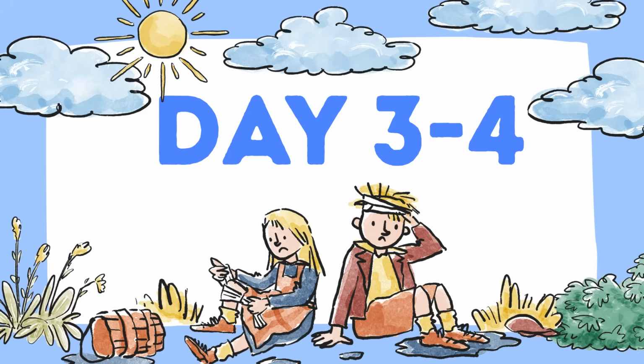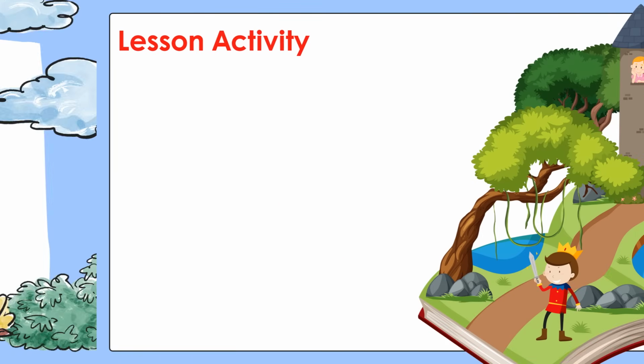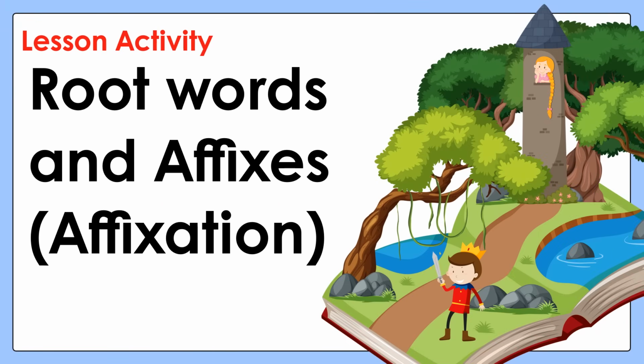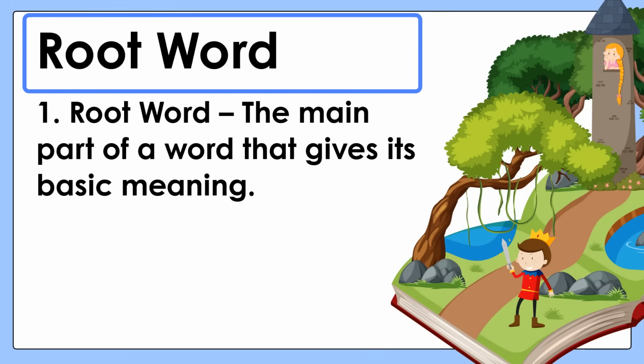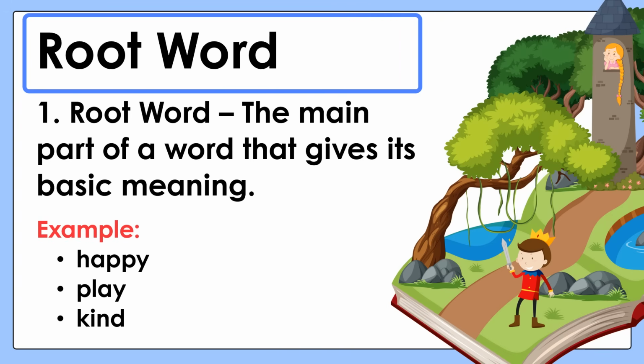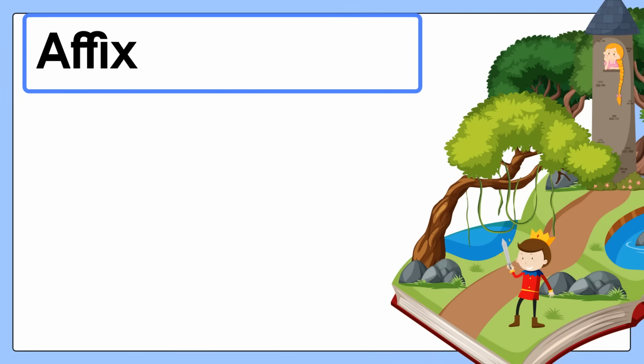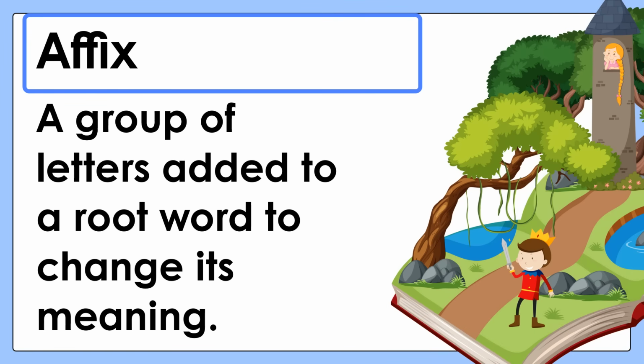Day 3 to 4. Lesson activity, root words and affixes or affixation. Root word. Root word is the main part of a word that gives its basic meaning. Example, happy, play, and kind. Affix. A group of letters added to a root word to change its meaning.